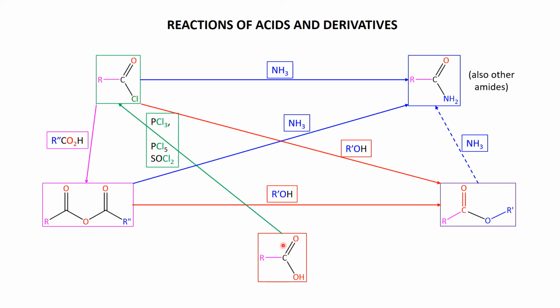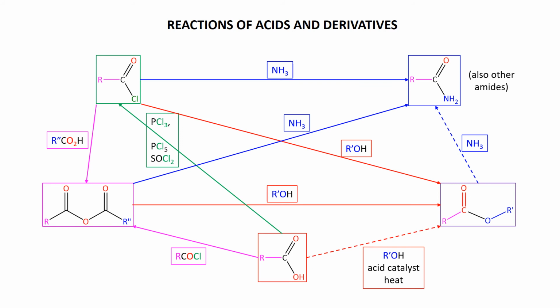So, for example, one of the most common ways to make amides is you make the acid first, because we've got many ways in which we can make acids. You convert the acid to the acid chloride, and then you convert that with ammonia to the amide. We've already seen, of course, another reaction of acids, and that's when you react an acid with an acid chloride to make an acid anhydride.